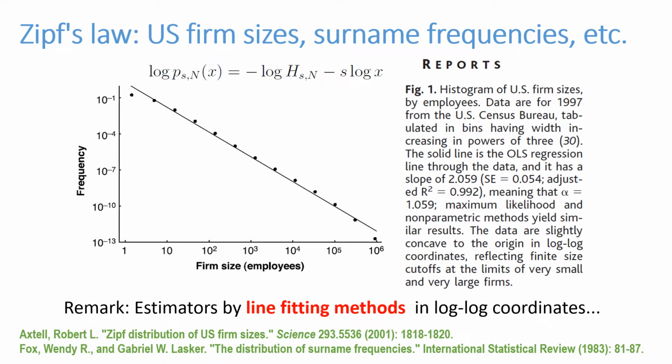Here, we show yet another example of a log-log plot which shows the frequency distribution of US company sizes. Again, we see that the data is well approximated by a line in this log-log plot. Thus, we can estimate the power law parameters by some line-fitting methods, but this is not recommended in theory as power laws exhibit heavy tails.